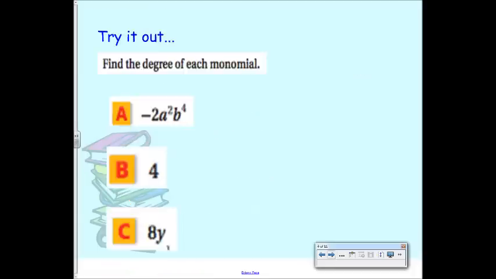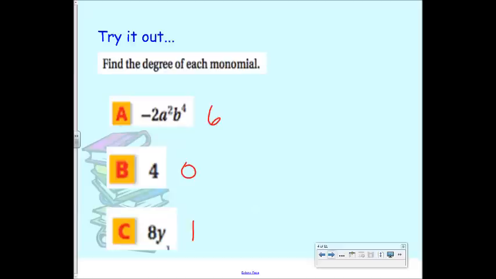All right. What about A? What's the degree of this monomial? 6. Why? 4 plus 2. There's 2 A's, 4 B's, so 6 is the degree. What's the degree of B? 0. And what about C? 1. Okay?